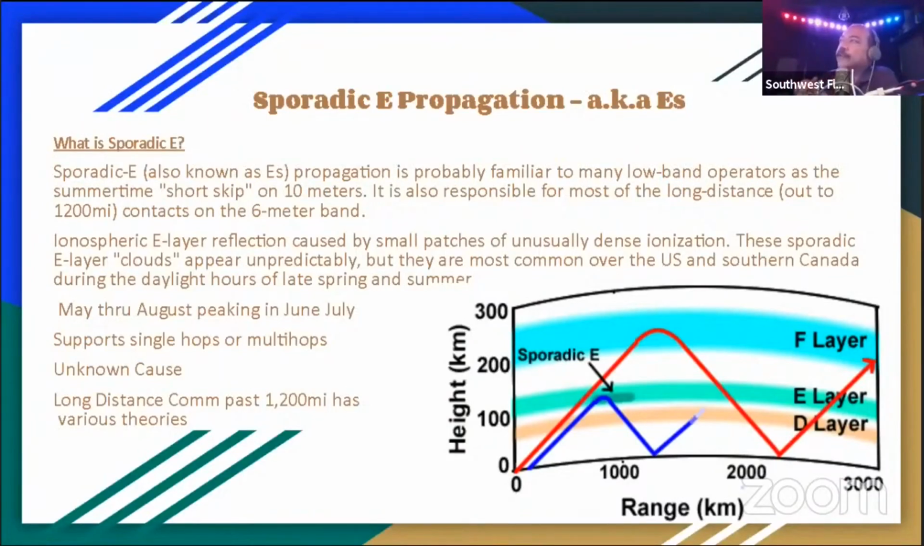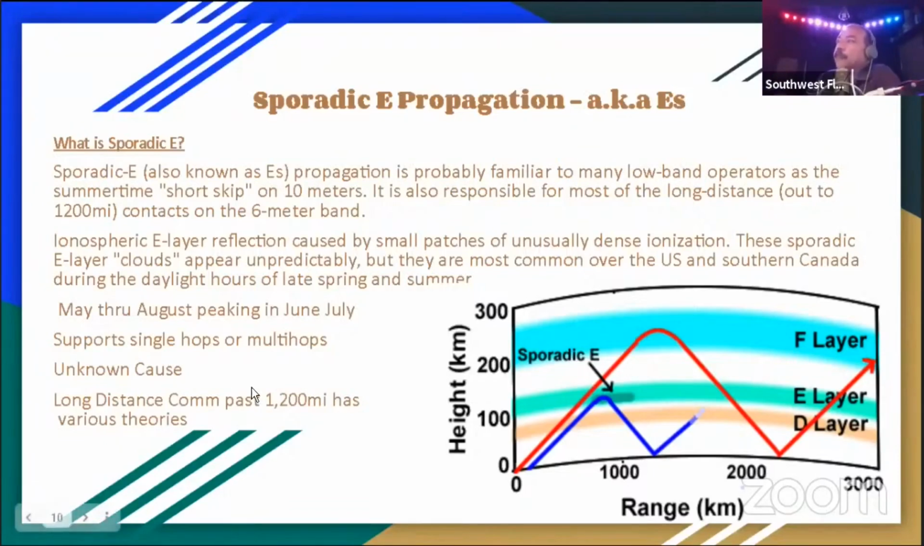Sporadic E is also known as ES. Its propagation is probably familiar to many low band operators as the summertime or short skip on 10 meters. It is also responsible for most of the long distance contacts on the 6 meter band. It's the ionospheric E layer reflecting, caused by a small patch of unusually dense ionization. It's almost like ionized clouds up there, and it creates a layer that seems to like these particular frequencies.